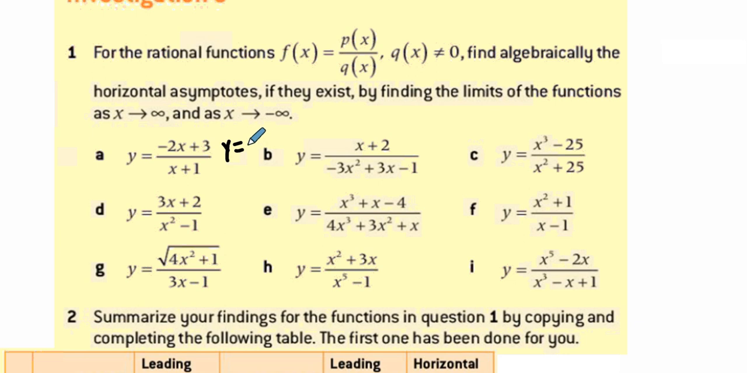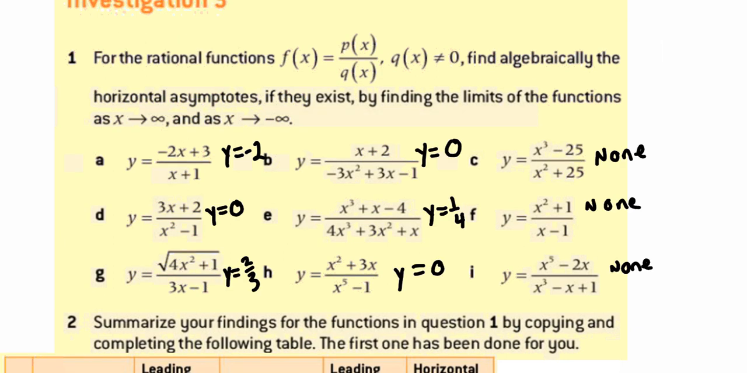Not negative 1. 0. Negative what? Negative 2. Because it's negative 2 million over a million, which is negative 2. So take a moment and find all of these horizontal asymptotes. Let's take like 2 minutes to do that, please. Okay, so here are all the answers.